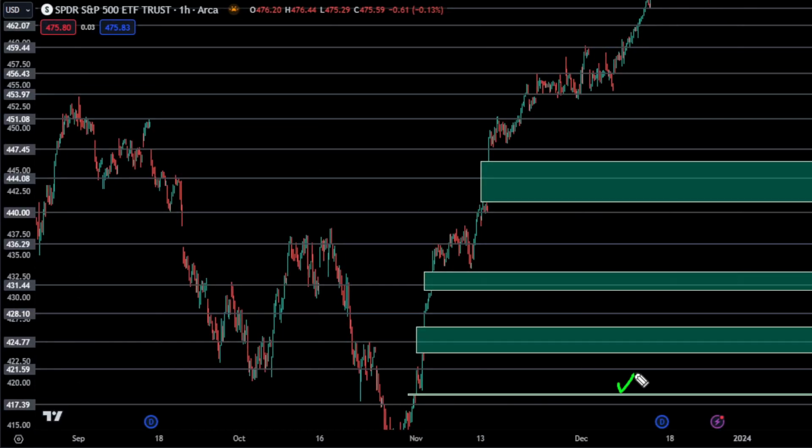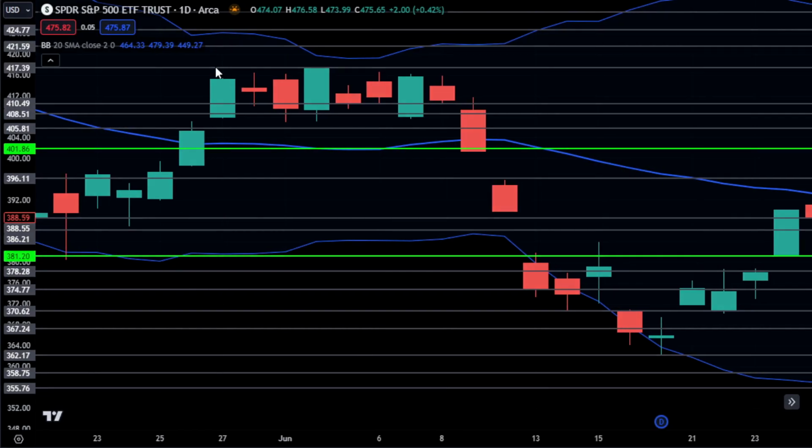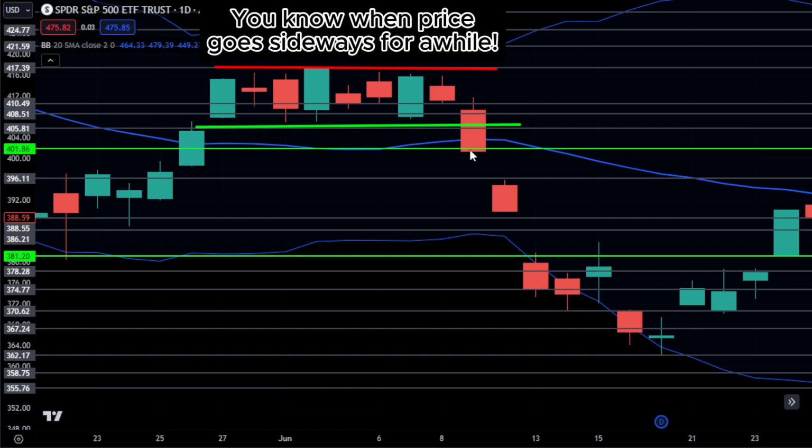But it's important to note that a majority of all gaps on all charts get filled over time. We just don't know how long it'll take, if ever. Breakaway gaps often occur after a period of consolidation. Such gaps can signal the start of a new trend and may establish a new support or resistance level.